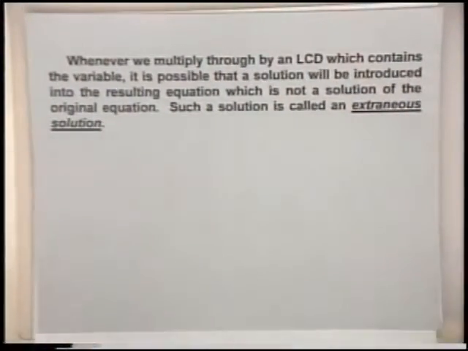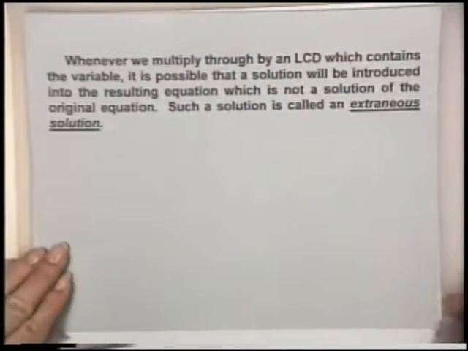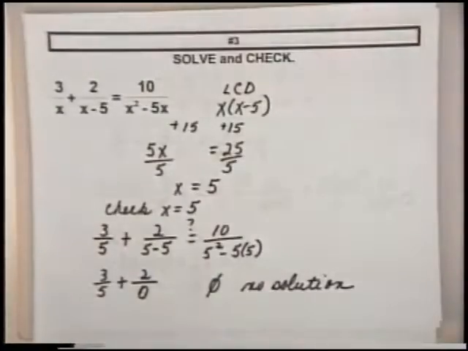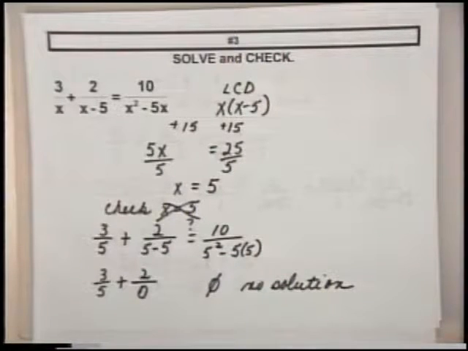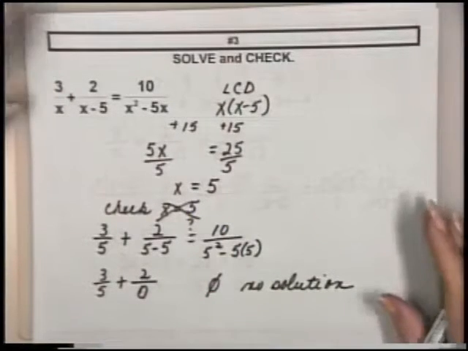I would like to emphasize that whenever we multiply through by an LCD which contains the variable, it is possible that a solution will be introduced into the resulting equation which is not a solution of the original equation. Such a solution is called an extraneous solution. Usually, when we are checking and we have an extraneous solution, we just cross it out to show that it does not check. And if there is no other possible solution, then we write the empty set or no solution.